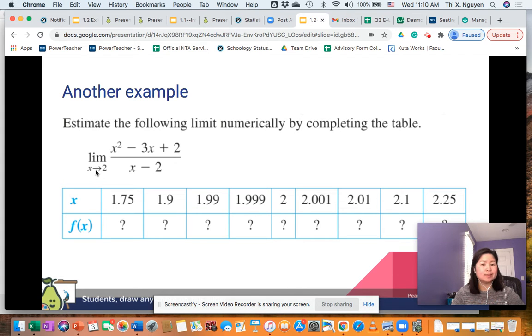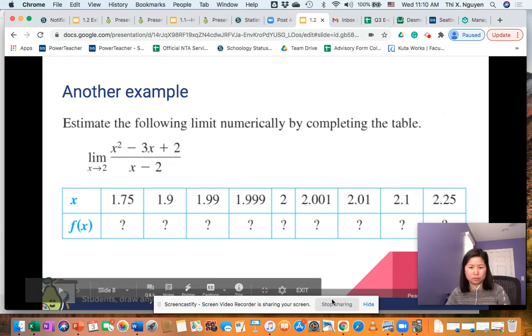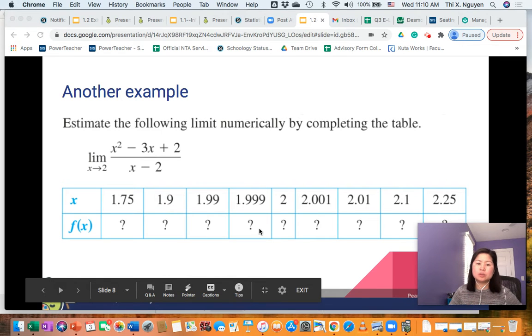The idea is we want to estimate what the function approaches at 2. The problem is when you plug in 2, it will be undefined. So since we don't know the value right there, what we can do is figure out what happens on the left and what happens on the right, and what values they both seem to approach. That's the goal, okay? So we're going to use the graphing calculator to do this.